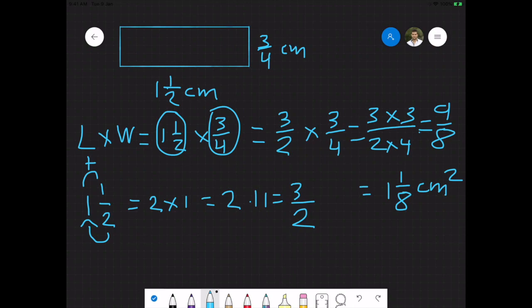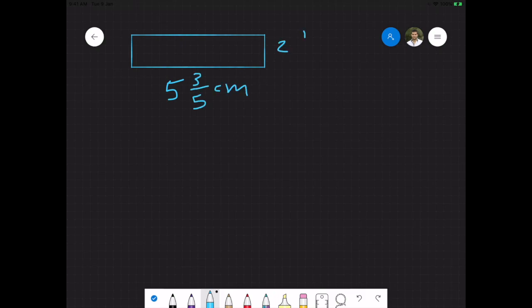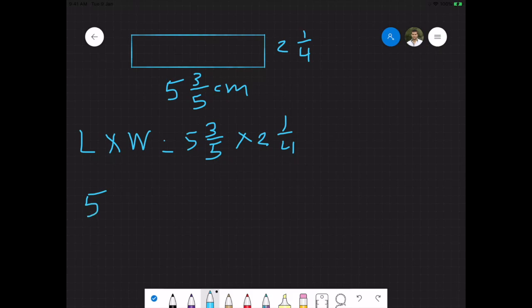Let's take a look at another example. Let's say the two sides are 5 3/5 and 2 1/4. I know again the area will be length times width, so it's 5 3/5 times 2 1/4. In this situation, both of my numbers are mixed numbers, so we will go ahead and convert them both into improper fractions. So let's start with 5 3/5.